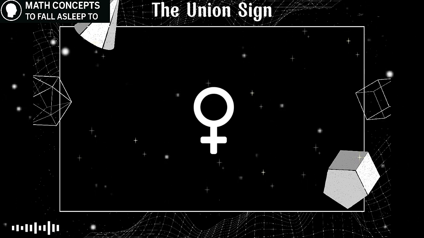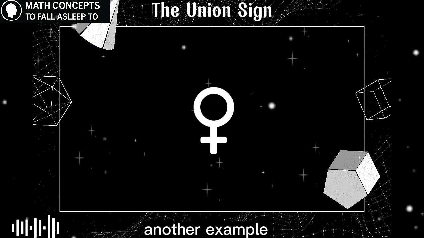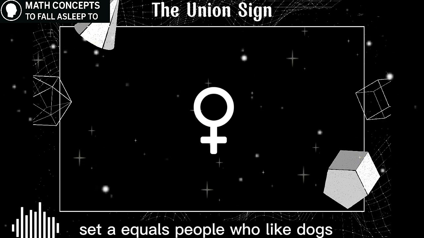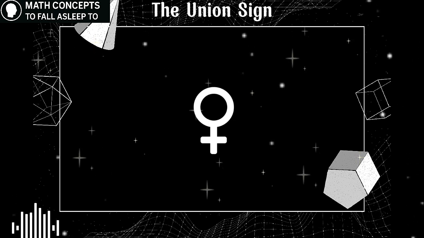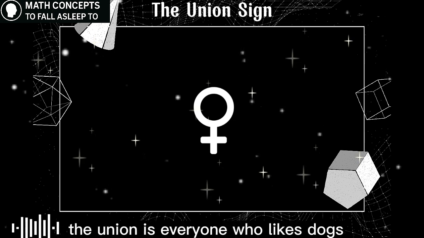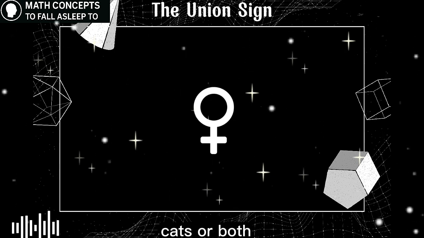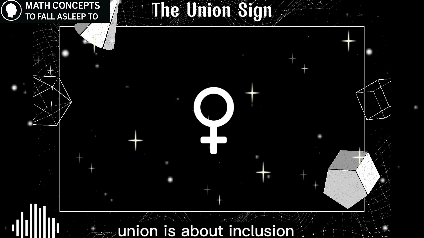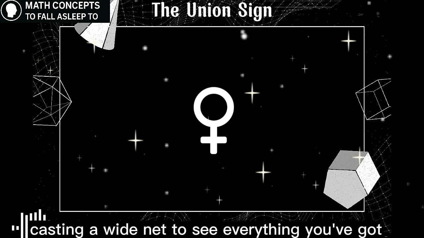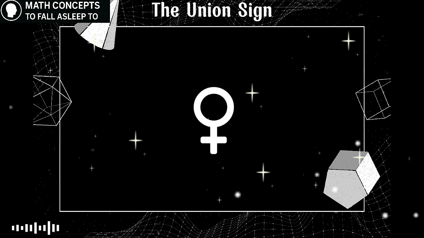Another example. Set A equals students who play soccer. Set B equals students who play piano. The intersection is students who do both, play soccer and piano. This symbol helps us filter, focus, and find overlaps. Whether it's shared interests, matching search criteria, or common ground in data.